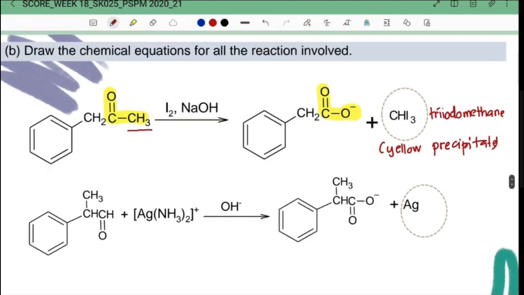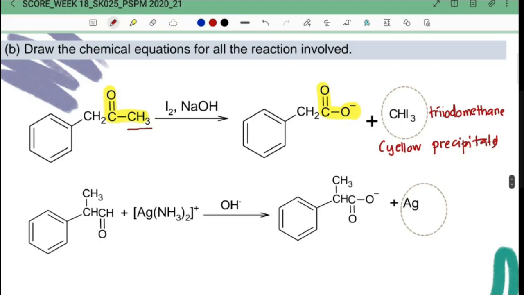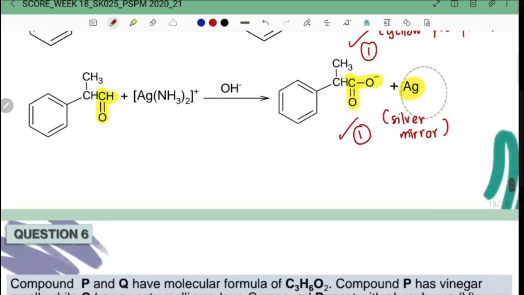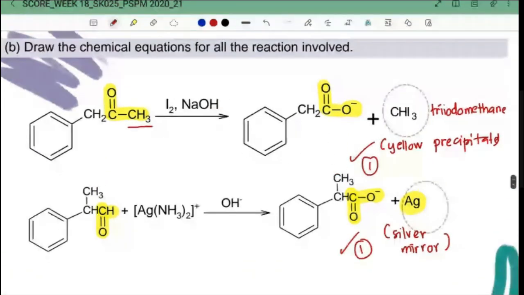You dapat yellow precipitate, warna kuning air habuk-habuk kat bawah tu. Okay, for the Tollens' test, with the silver ammonia complex in alkaline, will form also C double bond OH becoming carboxylate and the silver mirror here. So this one is your silver mirror. So allocation mark dia 7, equation, and then the total is 8, the maximum is 7.